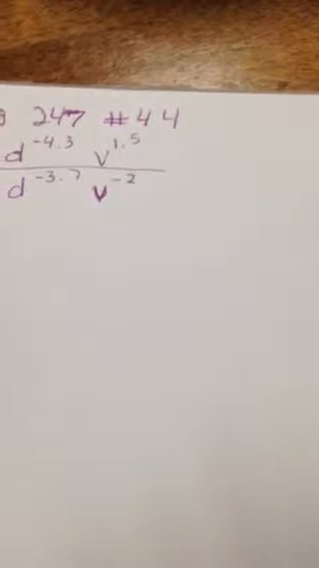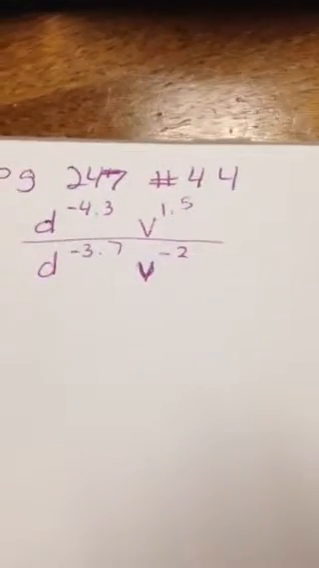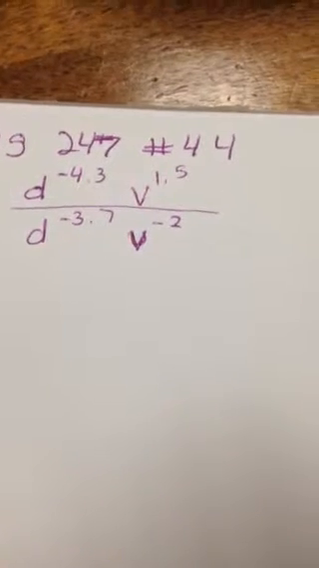Then we're going to go ahead and look at page 247, number 44. This is another problem that's quite similar. We have d to the negative 4.3 and v to the 1.5. It's similar because our goal is still to simplify the expression, and we want to make sure that we're writing it without any negative powers.